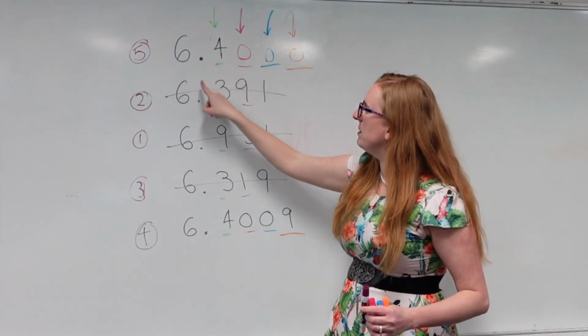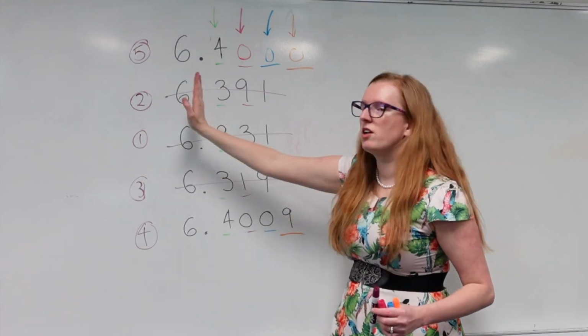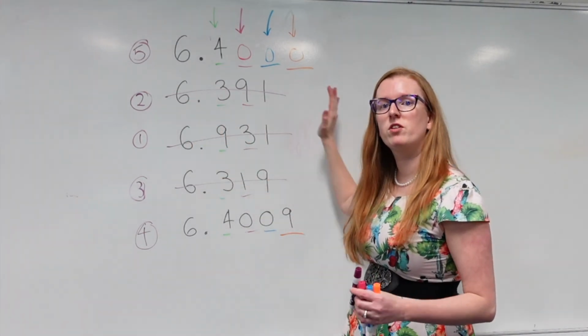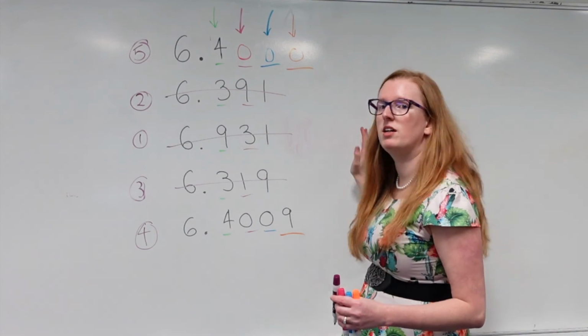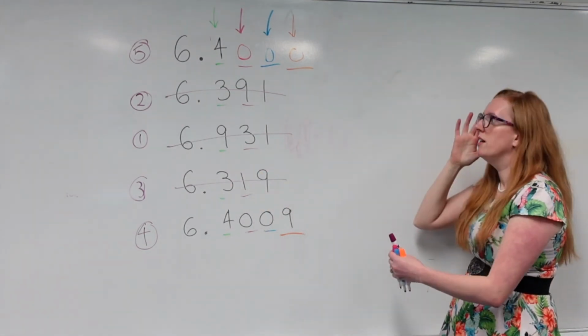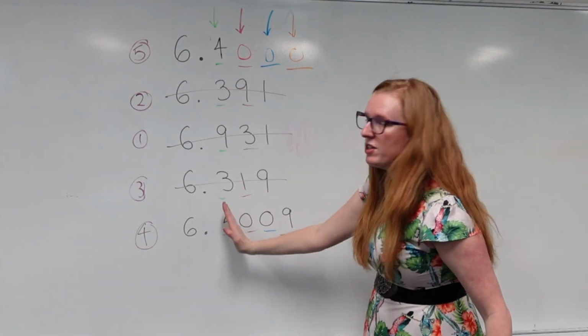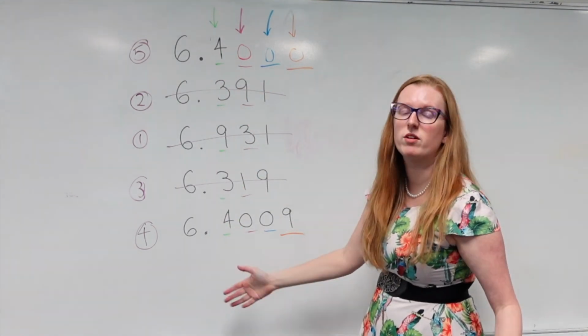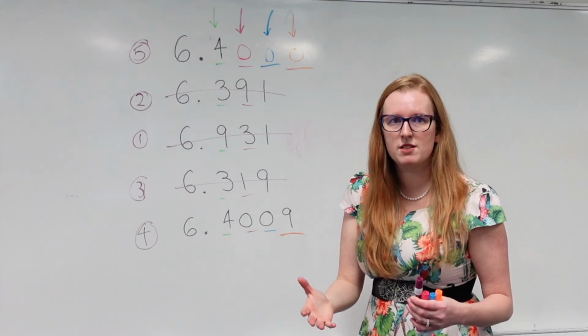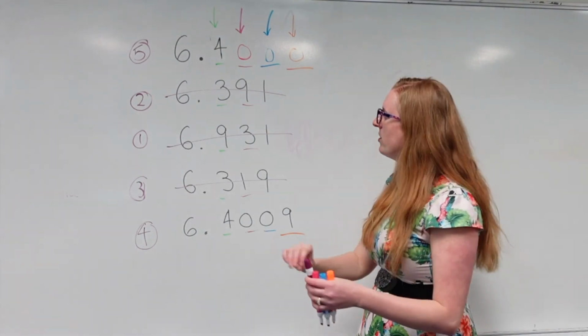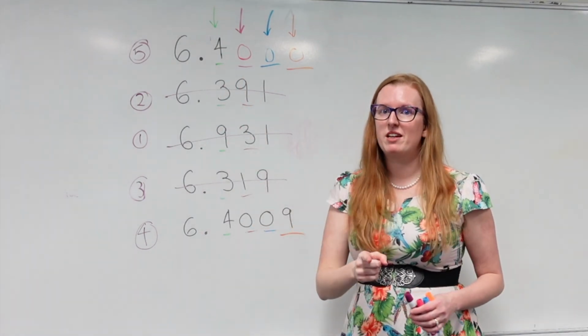Stack your decimal places directly on top of each other and go number by number, further and further away from the decimal place until you get all the way to the end, and you're comparing in each column which is the biggest number. Or if you're looking for the smallest, you're going to be finding the smallest number. So, moral of the story, stack them. Make it so much easier for you.